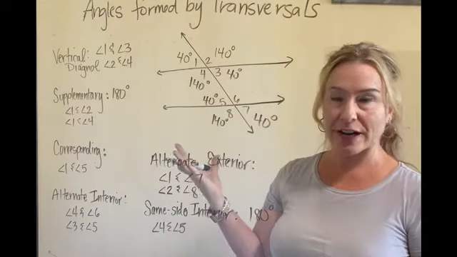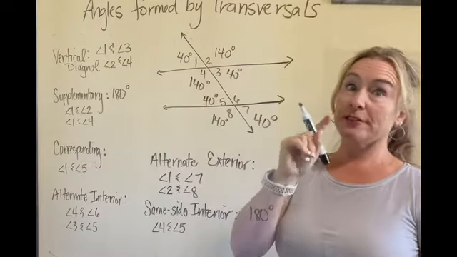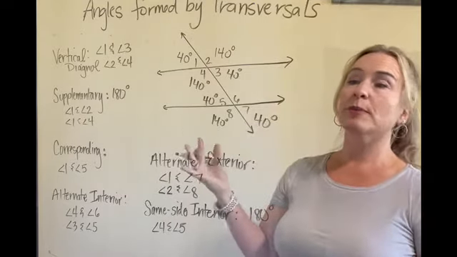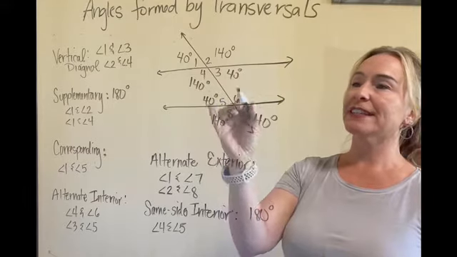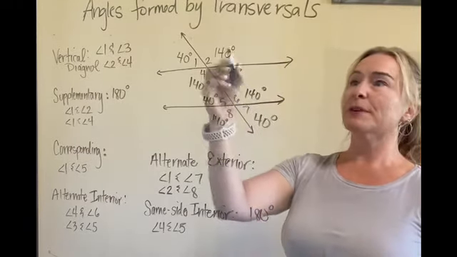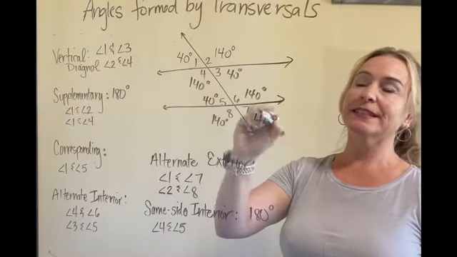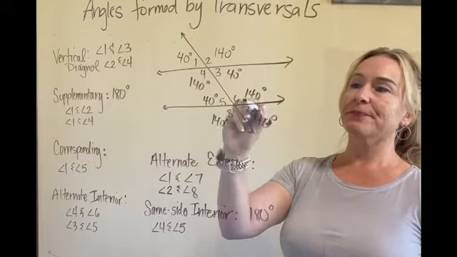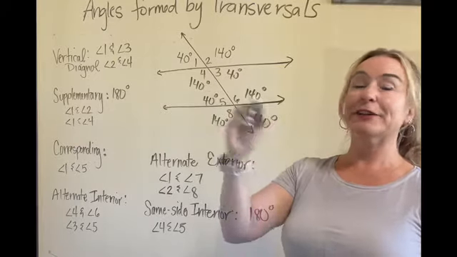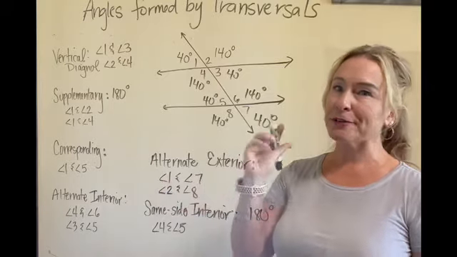Look at all of the options. You don't have to just pick one. There's not like just one right answer. There's actually multiple ways to figure all of these out. And 6 finally is going to be 140 for lots of reasons: corresponding with 2, same side interior with 3, supplementary with 7, vertical with 8, alternate interior with 4. So many options. So hopefully that helps.